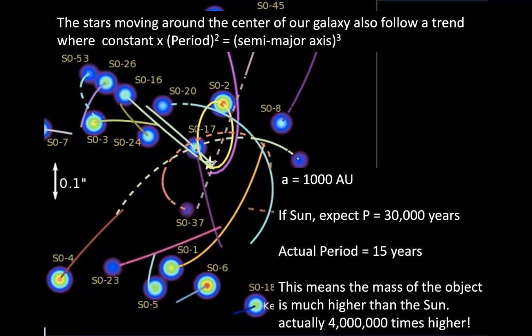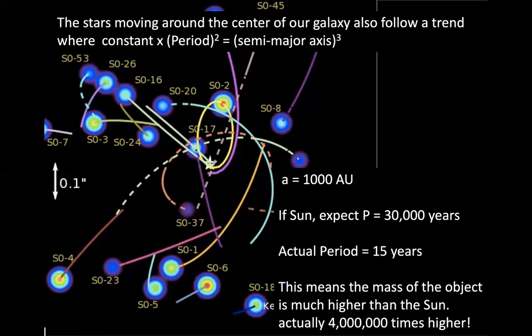The actual period is 15. This thing is whipping around whatever the central mass is extremely quickly. That means the gravitational force on it is much larger. And so the mass of the object at the middle is much larger. You go through the math, it turns out that the mass of the object in the middle has to be about 4 million times the mass of the sun. That's how we know its mass. Turns out that also explains the motions of most of the other stars in this region. So it's a consistent story.